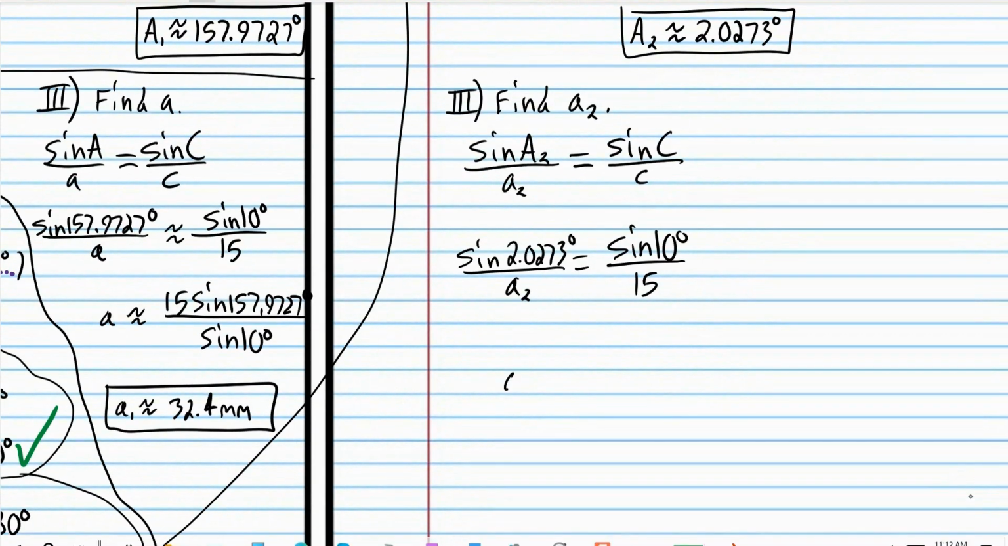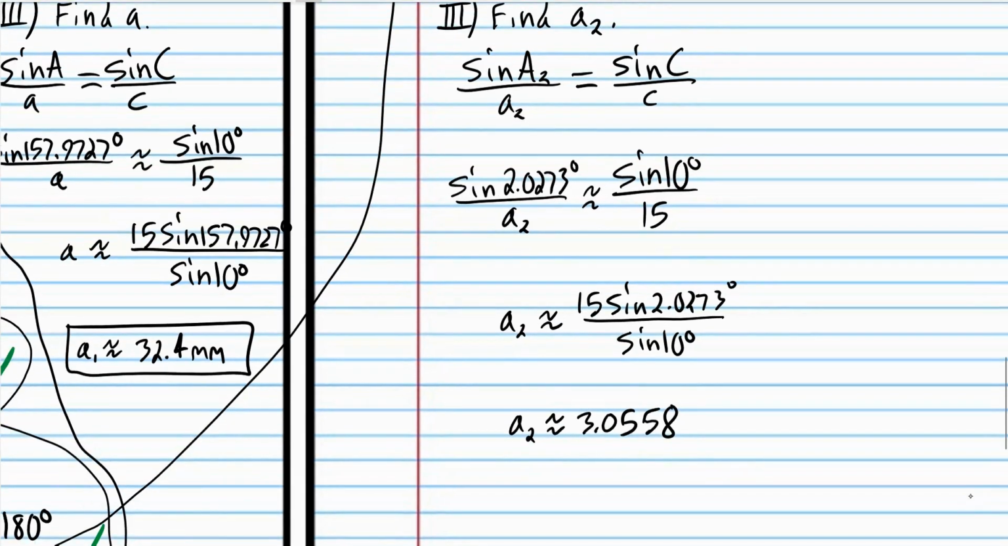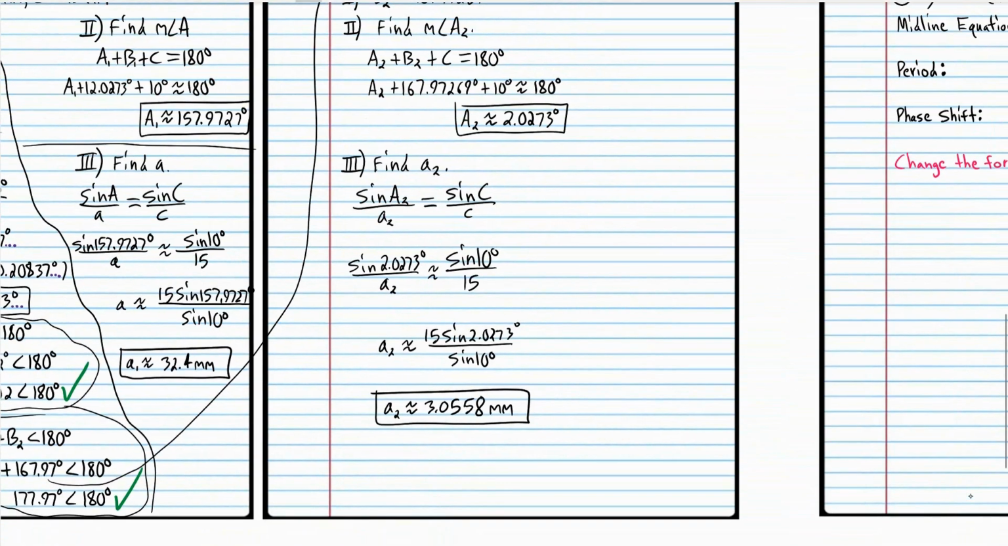If we solve for a2, and that should be an approximately equal to symbol, we get 15 sine 2.0273 degrees over sine 10 degrees. So let's do that math in our calculators. And a2 is approximately equal to 3.0558 millimeters. And that's it.